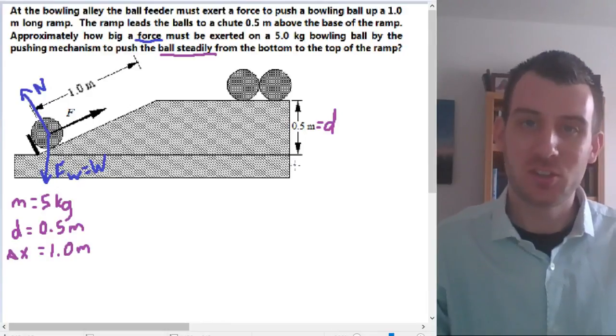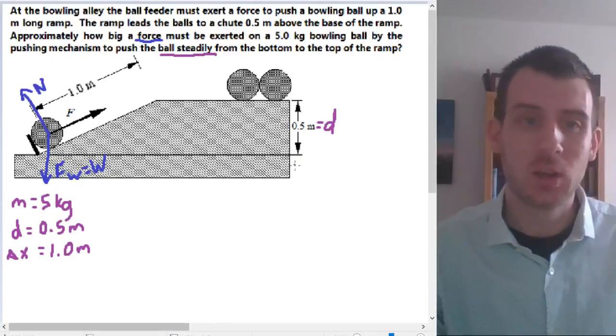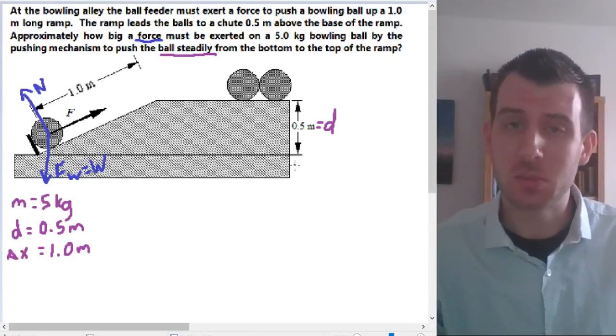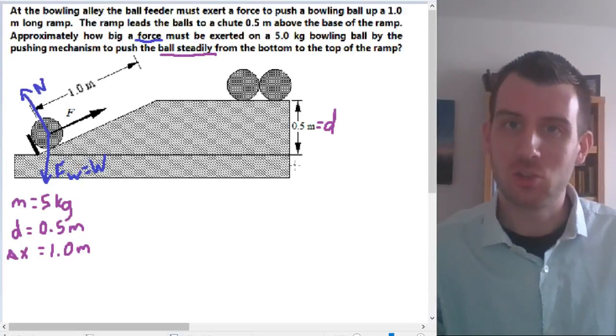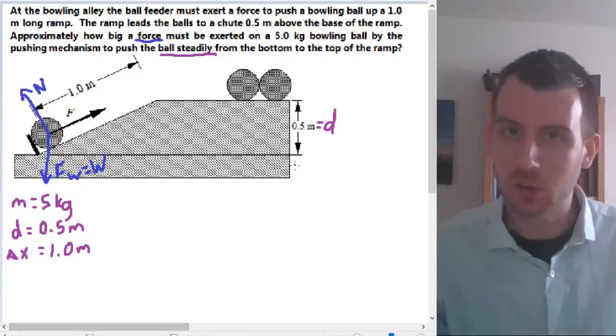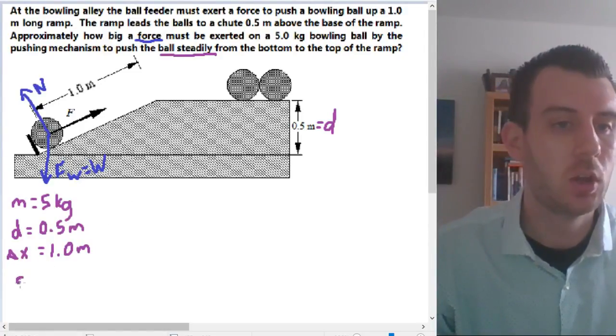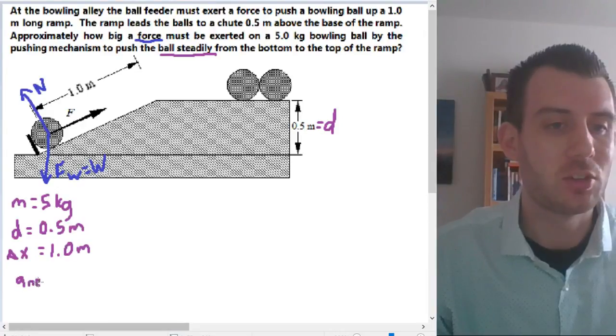So that tells us that there's not going to be any acceleration, right? So if the ball is moving steadily, that means the velocity is always the same. That means that there must not be a change in velocity, and change in velocity is acceleration. So there must not be any acceleration. Let's write that over here. So acceleration, I'm going to call that acceleration net, is equal to 0.